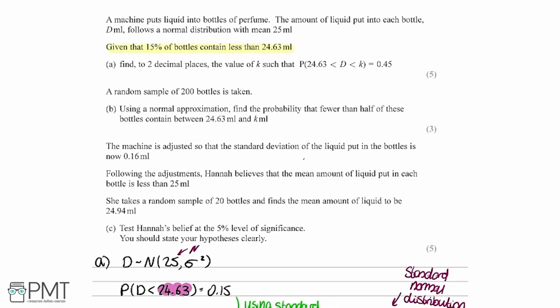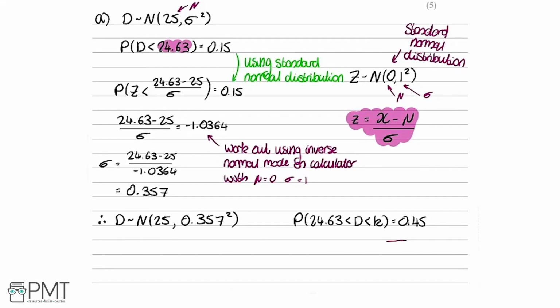Now that we've done all this work, we can look back at what part A wants us to find: to 2 decimal places, the value of k such that the probability of d being between 24.63 and k is 0.45. To help visualize this, I'm going to draw a line and label 24.63 and k. This is the area that we want, but is there another way to write this? We could write the probability of d being less than k, because that's all of this area. We've covered the right area, but we've also got this little extra bit, so we take away the probability of d being less than 24.63. Hopefully that makes sense as to why this is equivalent. Again, this is equal to 0.45.